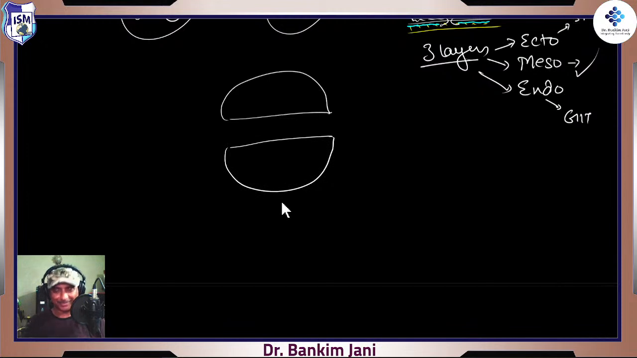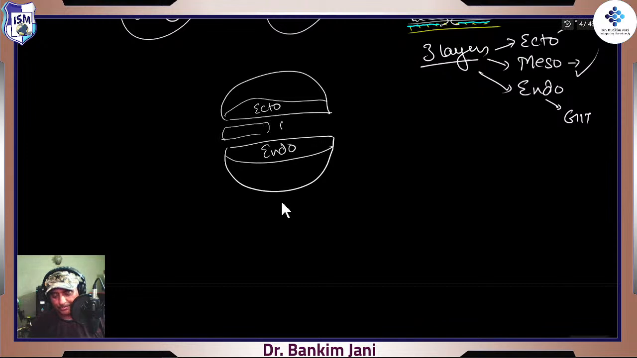Actually, it is like that, right? And this is a burger of ectoderm and endoderm, right? So this is ectoderm and this is endoderm. And in between, there is a slice of mesoderm, right? So that's how it is there. This is mesoderm.